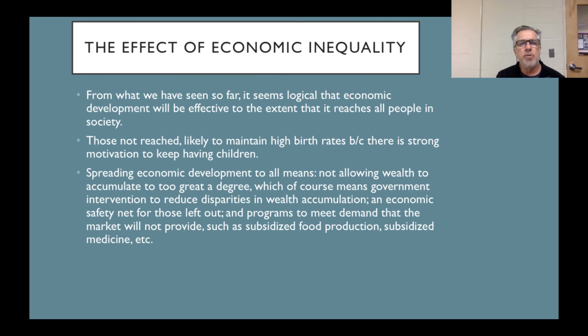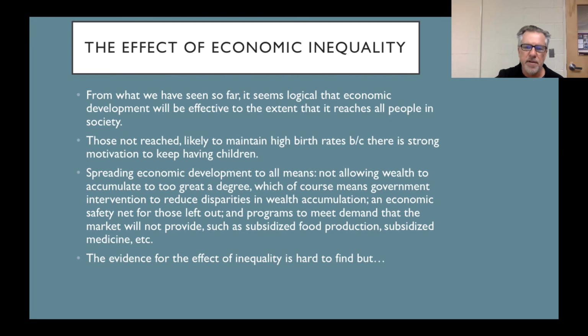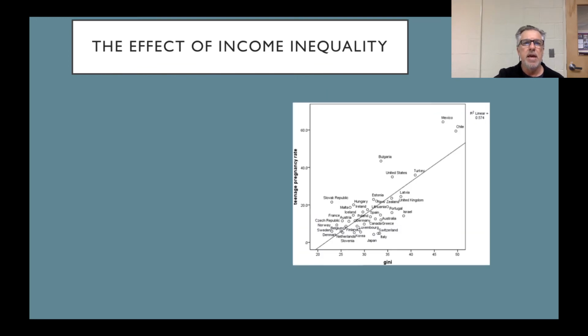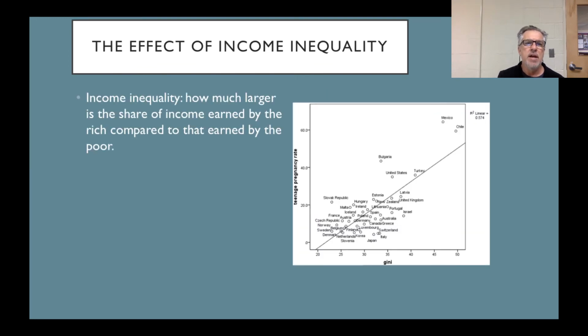And we'll also need programs to meet demands that the market will not meet, such as subsidized food production, subsidized medicine, et cetera, et cetera. So there's a whole set of social programs that come along with economic development. As I said earlier, the evidence for the effect of inequality is very hard to find, but there is some. Here is a graph that shows income inequality on the x-axis as measured by the Gini coefficient, which I'll explain in a second, versus the teen pregnancy rate.